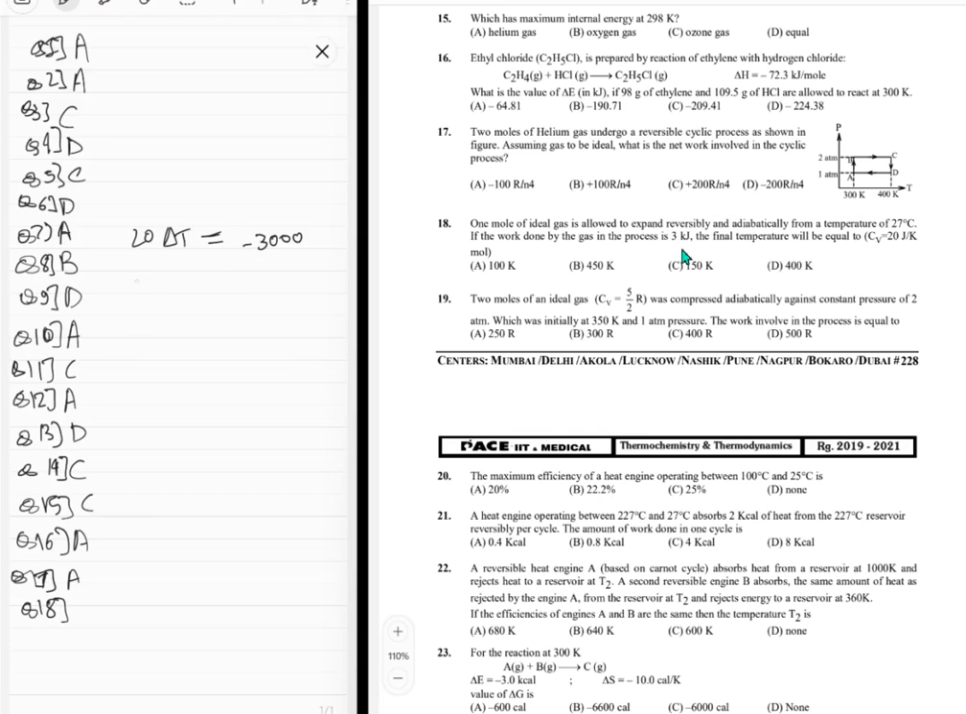Yeah. So delta T is just negative 150 Kelvin, like that. And initially it was at 300, so now it's going to be at 150 Kelvin. Boom. For 18th C. 27 degrees Celsius is definitely just 300 Kelvin. 18th C.